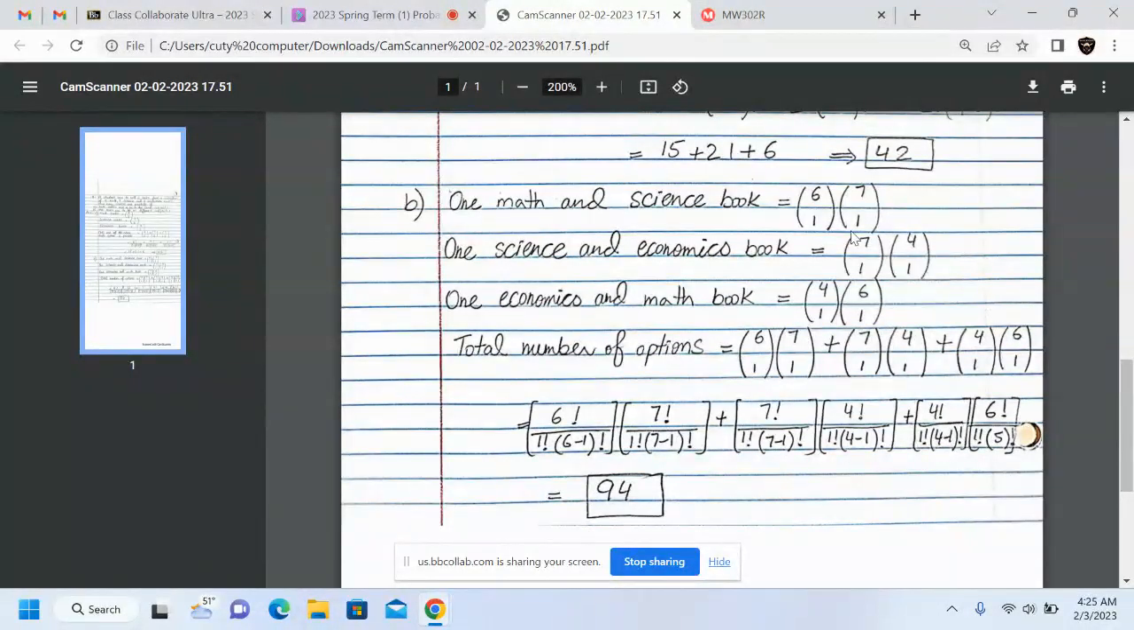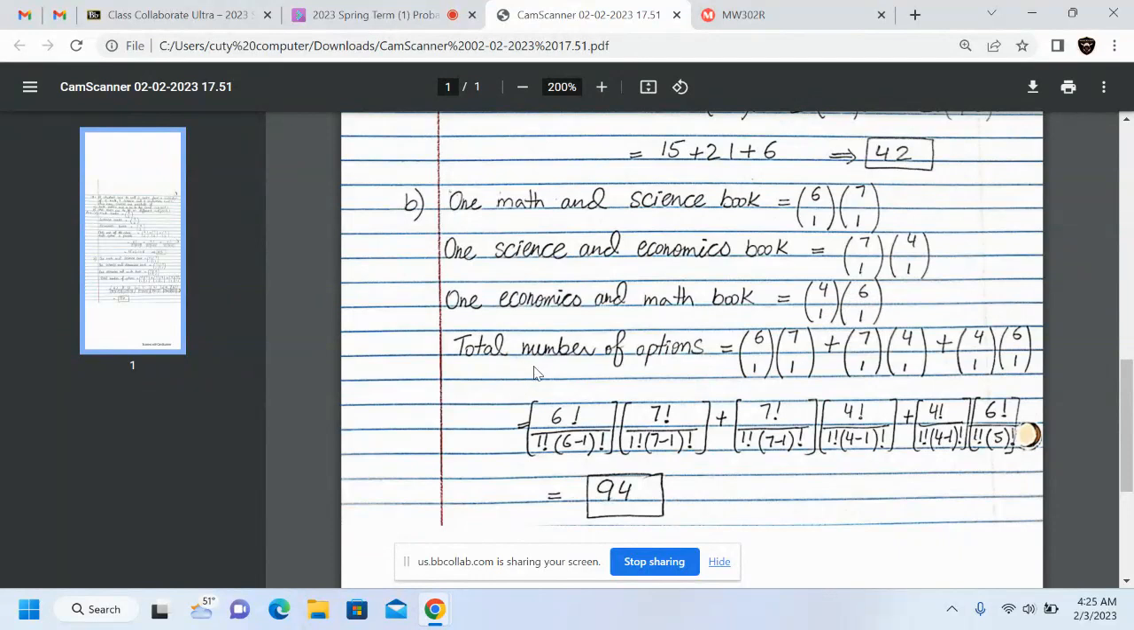So for one math and one science book, we have a total of 6 math books and we have to choose one, so 6 combination 1, and for the science we have a total of 7, so we have to choose one, 7 combination 1. Similarly for the science and the economics book we have 7 combination 1, 4 combination 1 for the economics one.